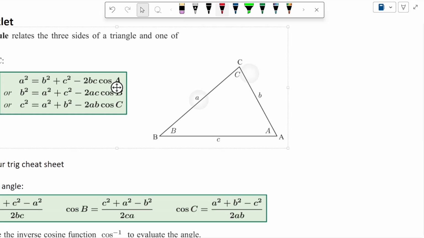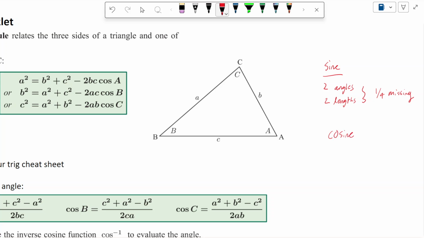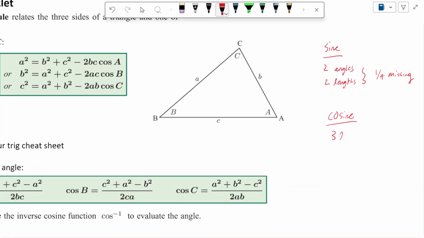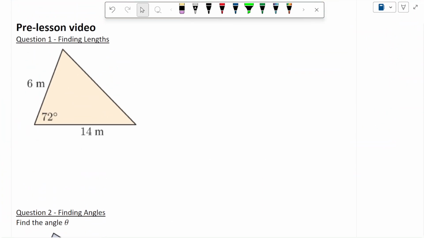Now, we saw before that with the sine rule, you've got two angles and two lengths, and you are missing one out of four. With the cosine rule, it's a little bit different. Three lengths, one angle, and we have one out of four of those missing. So depending on what context you're in, that tells you whether to use the sine or the cosine rule. Okay, let's see an example.